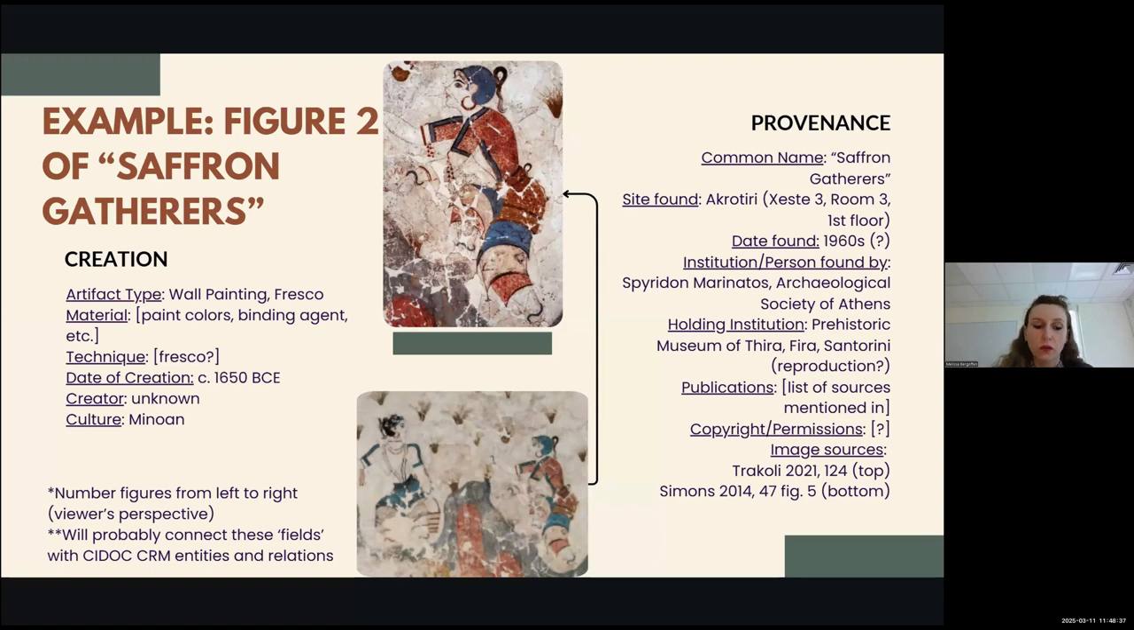So instead of going over each specific field, I'll just highlight some things. First, perspective will be very important and must remain consistent.